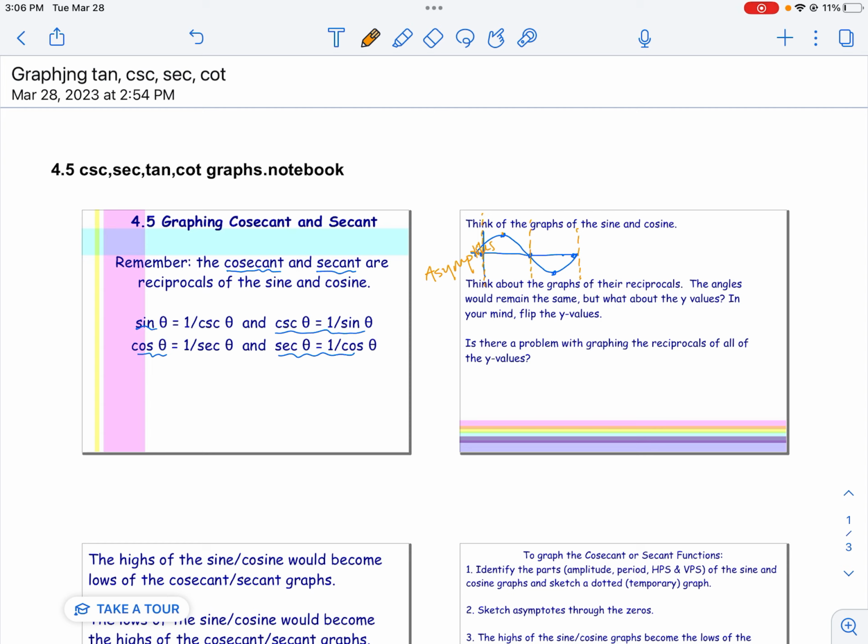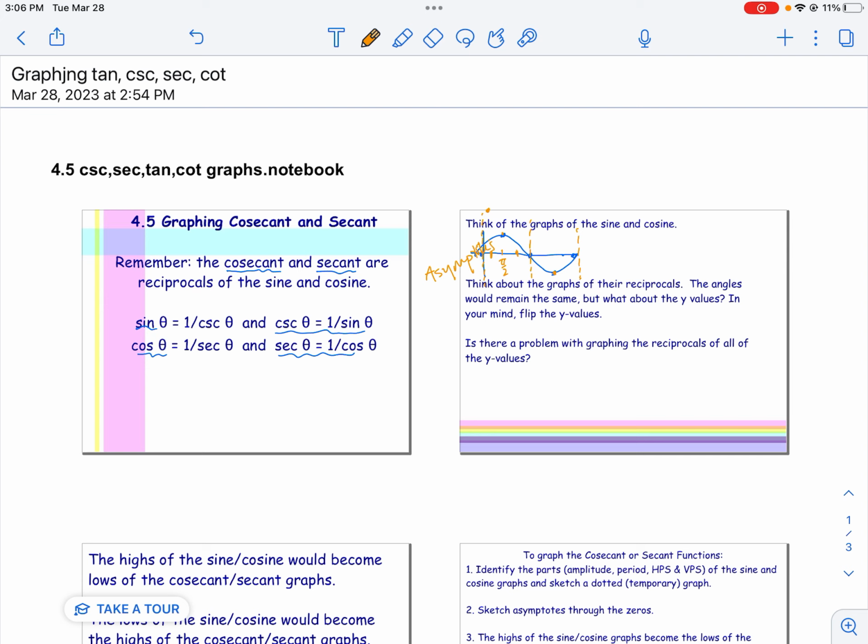Now, what happens when I flip 1 over? I get 1. What happens when I flip over -1? I get -1. Now we've got to think a little bit more about what happens here. So if this is pi over 2, I've got to think about what happens at pi over 4, and maybe at 3 pi over 4, or easier at pi over 6. Here at pi over 6, the sine would be 1/2. If I flip that over, that's 2.